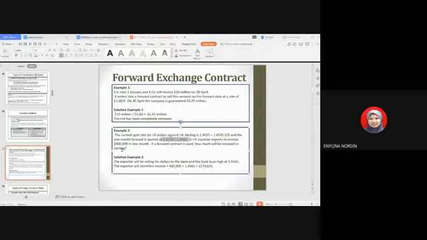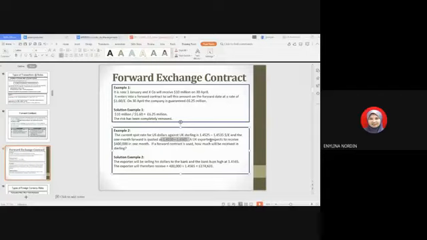If the company uses the contract, the company will receive 400,000. This is for the exporter, because they sell goods and services in foreign countries, which is in the US.